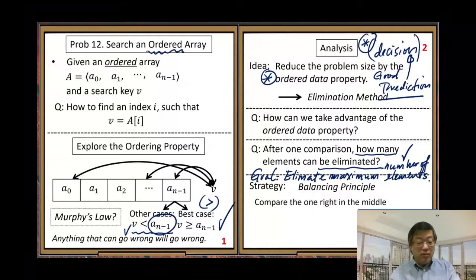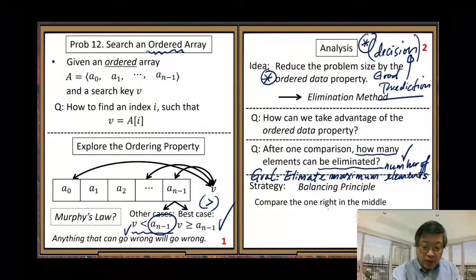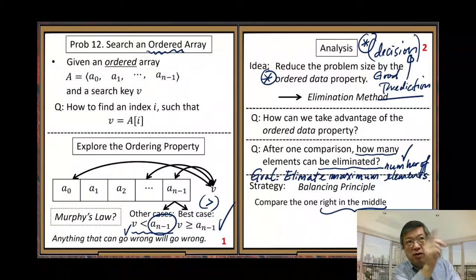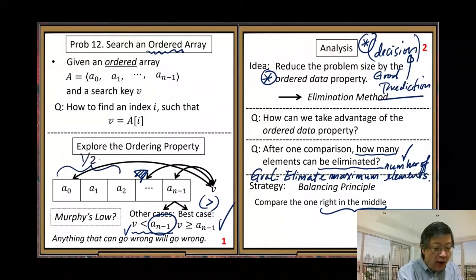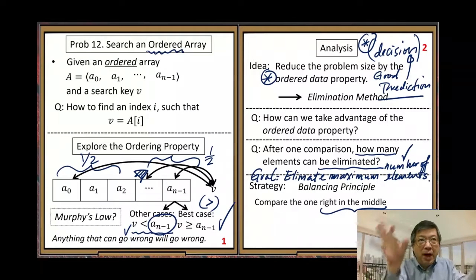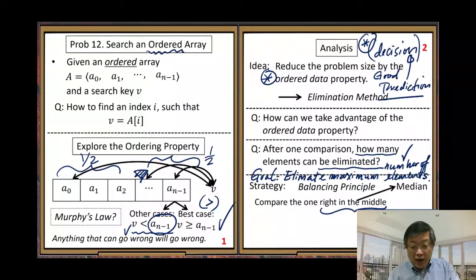Compare the one right in the middle. When we make the decision, we choose the element right in the middle. Why? Because that is the most balanced decision. The data at its left-hand side is approximately 1/2 of the size, and the data at its right-hand side is also approximately 1/2 of the data size. So that is a very balanced decision regarding the given data. We call it the median.